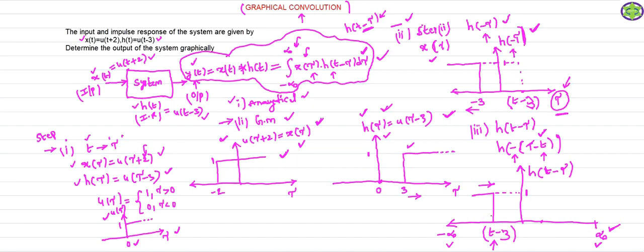Why I am going to take my signal at this position, you can realize in the next step. That is your h of t minus tau. So this is your third step.